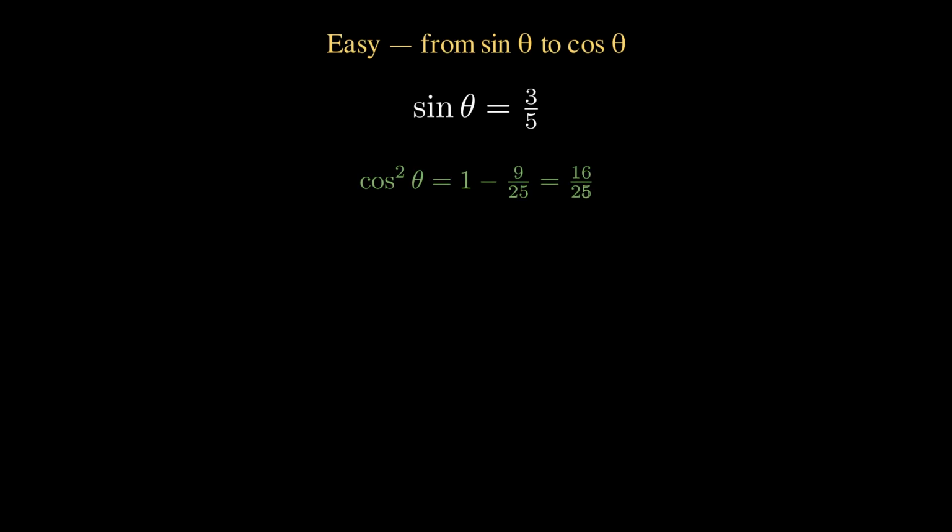Easy example. If sine theta equals 3/5, find cosine theta. Square both sides conceptually. Sine squared is 9/25. So cosine squared is 1 minus 9/25, which is 16/25. Take square roots. Cosine theta is plus or minus 4/5, and you pick the sign using the quadrant.